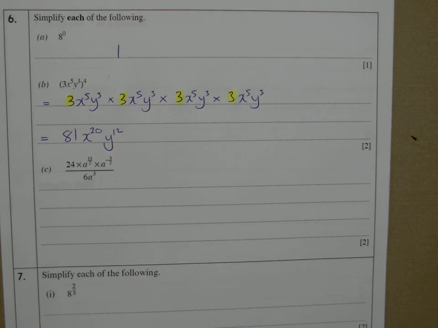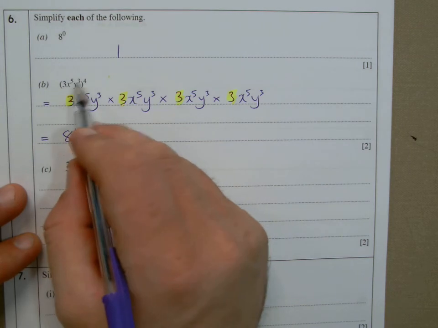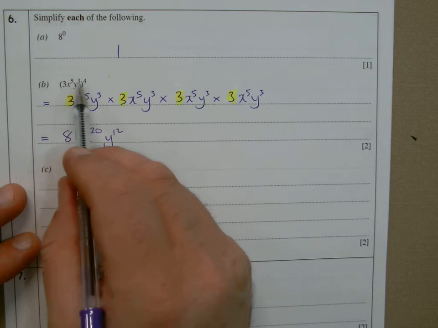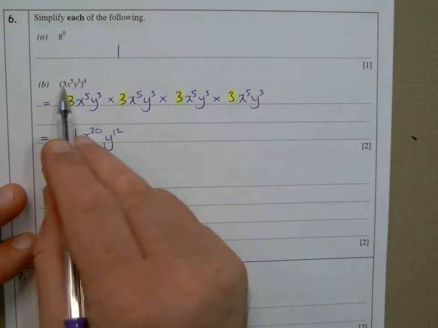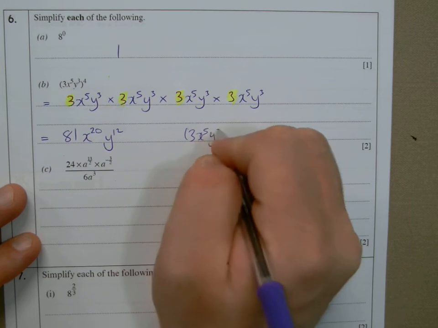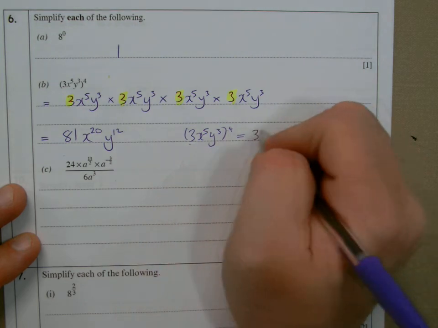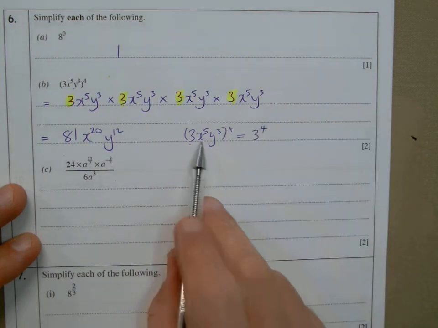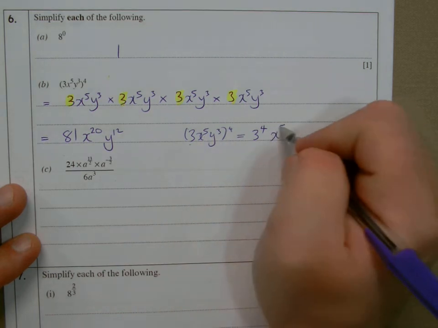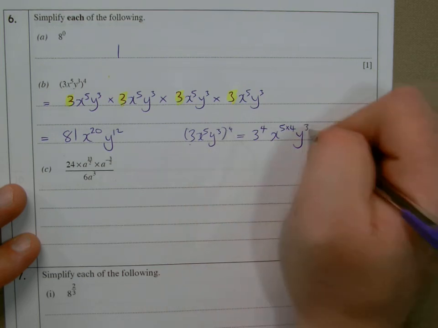That works like that. The other way of doing it is appreciating, as I said earlier, we've got powers raised to a power, and when that happens, we multiply the powers. That's a quicker way. So if I was to do it the quicker way, you would have 3 first of all raised to the power 4. And then x to the power 5 raised to the power 4. So remember what I said, you times the powers. And y to the power 3 raised to the power 4, so you times the powers.